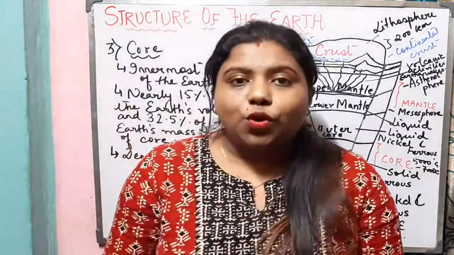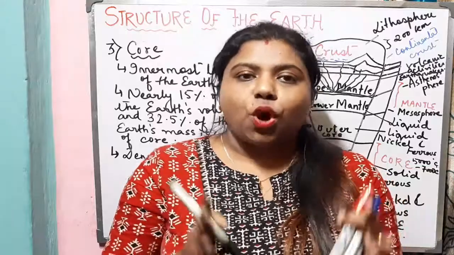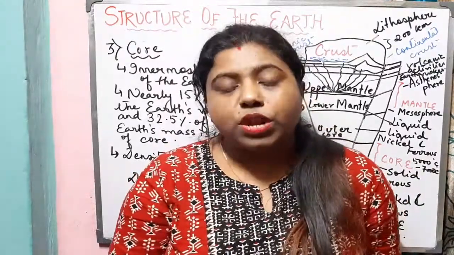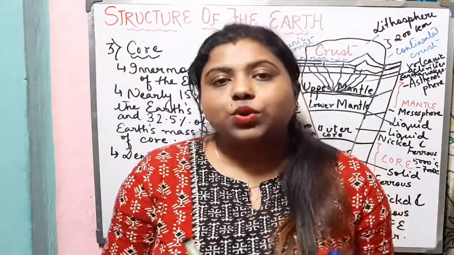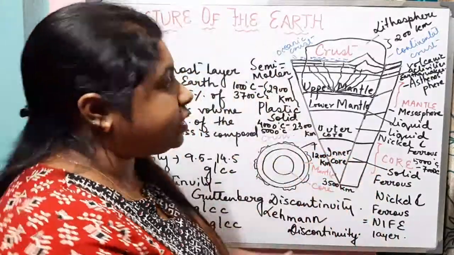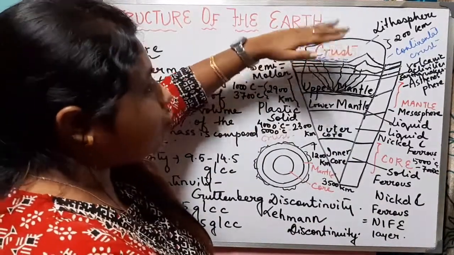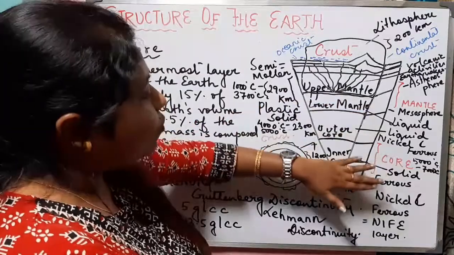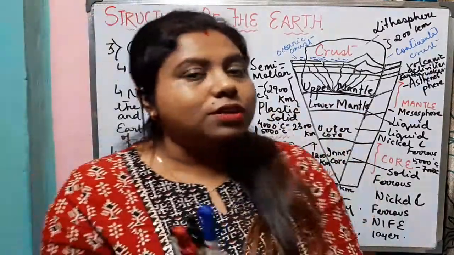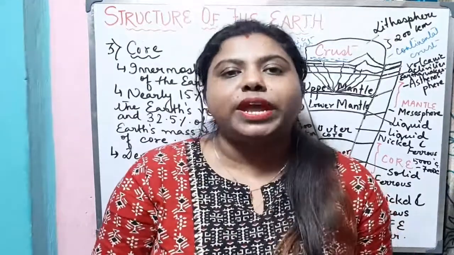So in this video, we have learned about the structure of the earth. We have learned about crust, mantle and core in detail, and also about the discontinuities that separate the crust from the mantle, the upper crust from the lower crust, the upper mantle from the lower mantle, the mantle from core and outer core from the inner core. So we have also learned about different discontinuities. I hope all of you understood it very well.